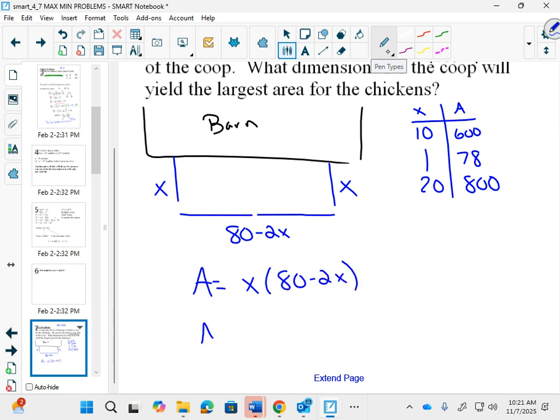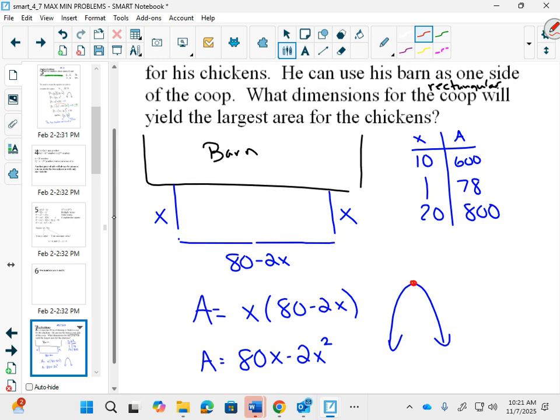Does this make a parabola if I multiply it out? 80x minus 2x squared, yes it does. And is it a parabola that opens down? Absolutely, so our vertex is going to be our maximum. Whenever we want to find a maximum, so we want to find the largest area, that tells us you need to make an area equals equation. If you make an area equals equation and you have a vertex, that's going to be the maximum y value, which is in this case the maximum area.